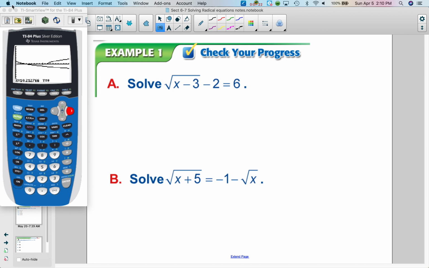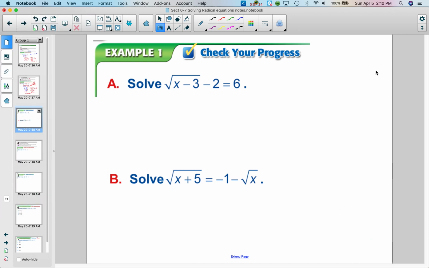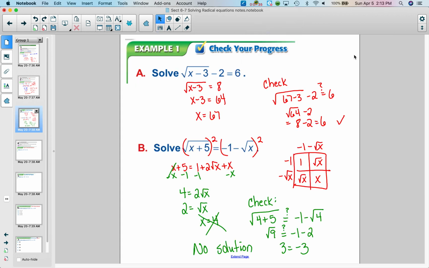All right, so you have 2 problems to try. So I want you to go ahead and try them. Don't forget to check your answers. So pause it, try it. Okay, so go ahead, and I provided the work here. I'm not going to talk through the whole explanation. You might want to pause the video and check the work before you go on.